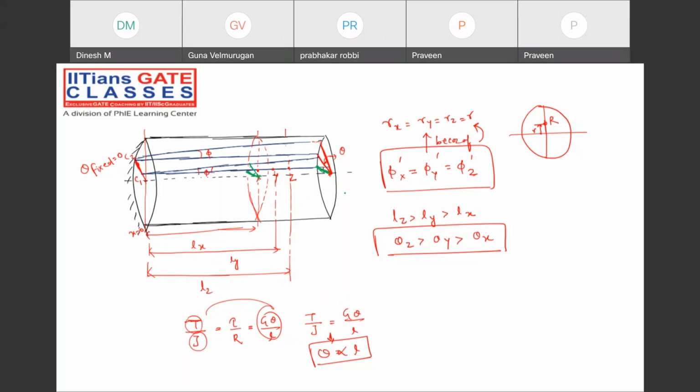And from this relation also, you are getting that angle of twist is directly proportional to length. So note the second conclusion. Second note: angle of twist will depend on the length of the shaft. Note this down, guys, very important.